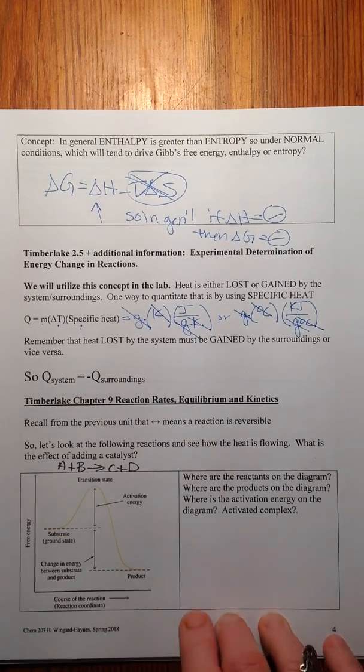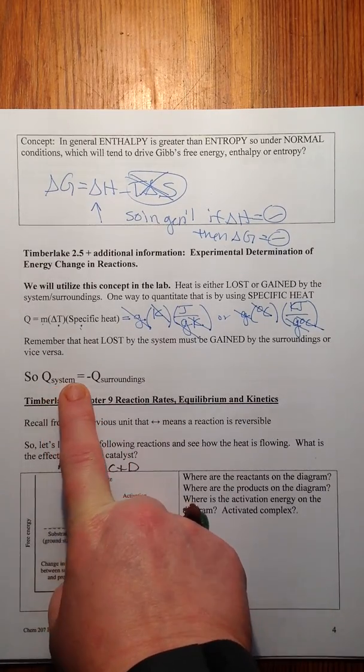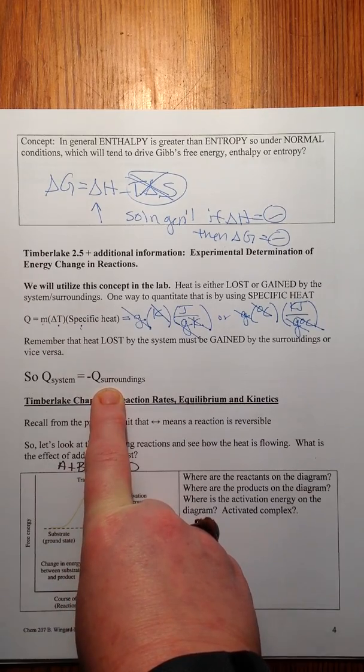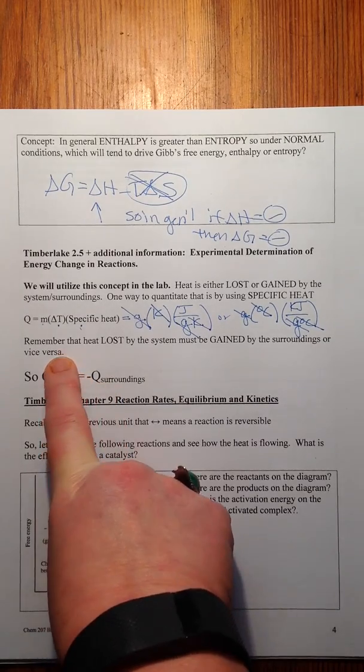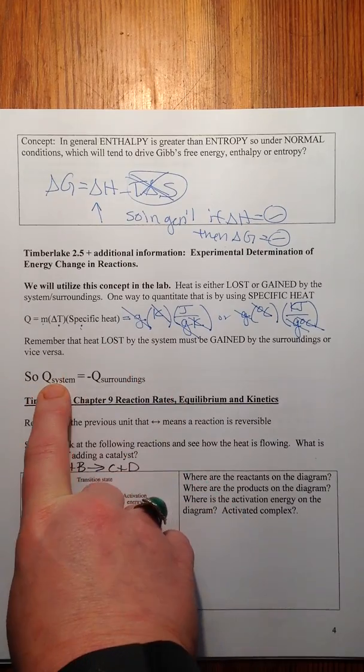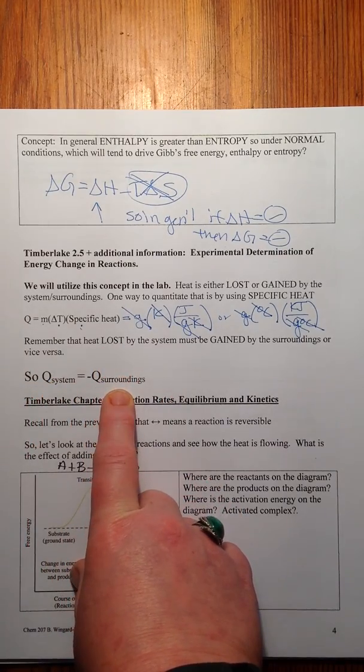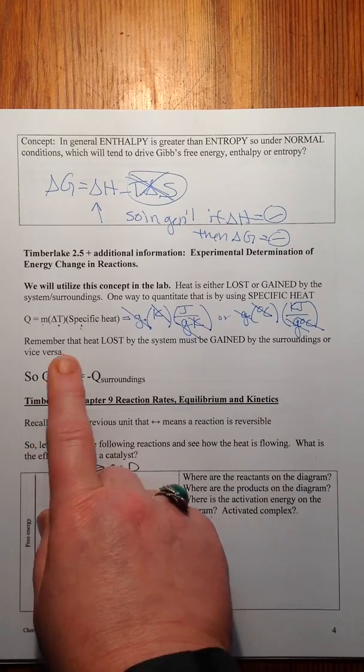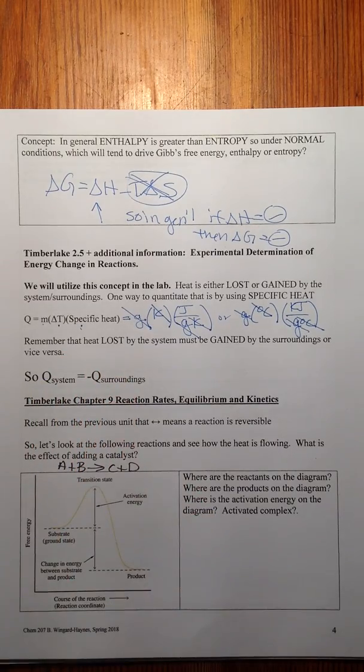Either way, the Q of the system is the negative of the Q of the surroundings. So if heat is lost by the system, it's a negative here and a positive here. If, on the other hand, heat is gained by the system, this is a positive and this is a negative. That's the basic premise of heat flow. What's plus to one is a minus to the other. So we'll come back to that when we do our lab with the biodiesel.